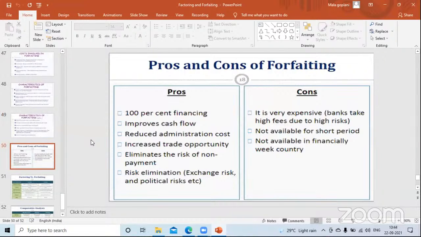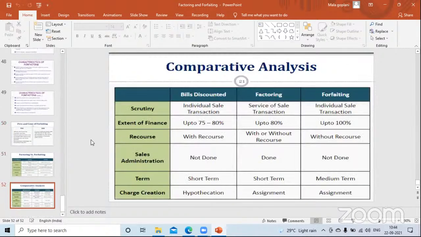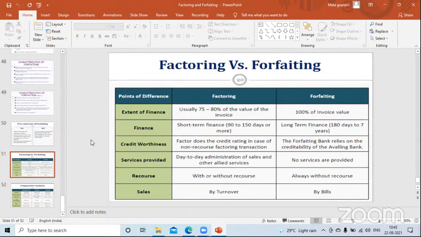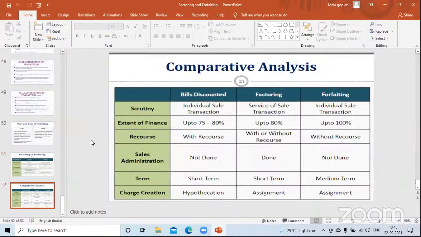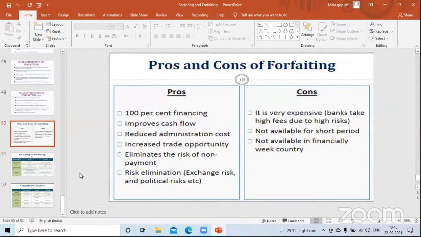Now, the pros and cons of forfeiting. I think we have 5 minutes, so let's see what all we have. Pros and cons. We have the distinction between factoring and forfeiting, which is very, very important. And we have a comparative analysis between three things: bills discounting, factoring, and forfeiting. Then I think we'll be done with the chapter. Only 3 slides are there. So, pros and cons. Pros means benefits, cons means disadvantages.